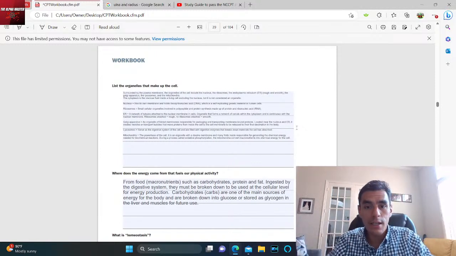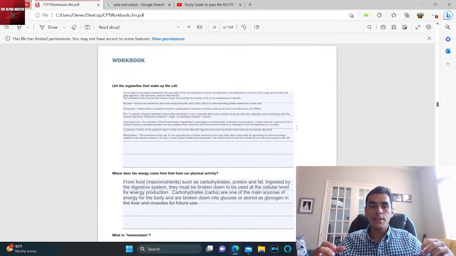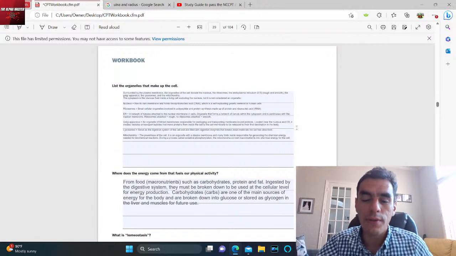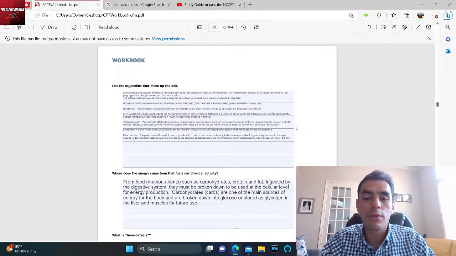The endoplasmic reticulum is going to be a network of tubules attached to the nuclear membrane in cells. It is an organelle that forms a network of canals within the cytoplasm that is continuous with the nuclear membrane. If ribosomes are attached to the endoplasmic reticulum, it's going to be rough endoplasmic reticulum. If there are no ribosomes attached, it's going to be smooth endoplasmic reticulum.